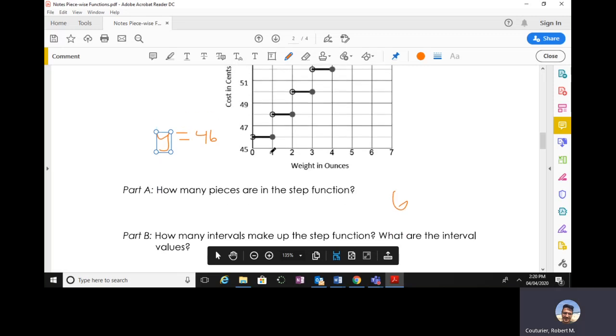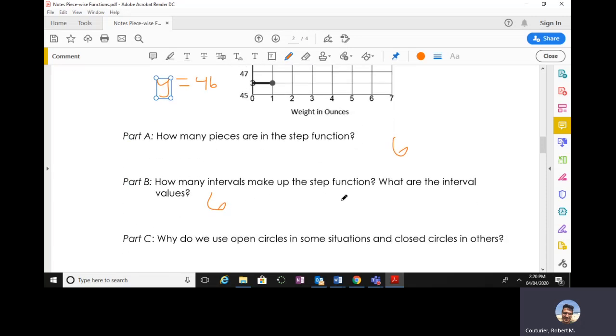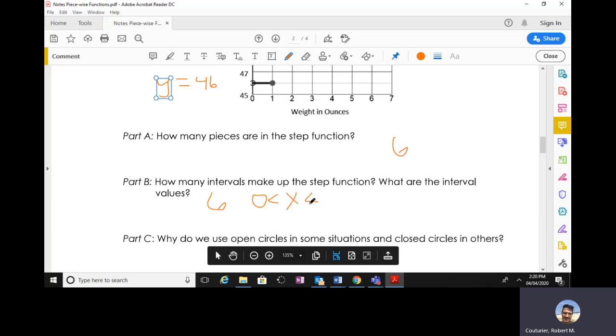What are the intervals? 0 to 1. Then you have 1 to 2, 2 to 3, 3 to 4, 4 to 5, 5 to 6. Be careful when you write something like this out. You have to write 0 is less than x, which is less than or equal to 1. There's one interval. The next interval is 1 is less than x, which is less than or equal to 2. Dot, dot, dot. And you keep going.